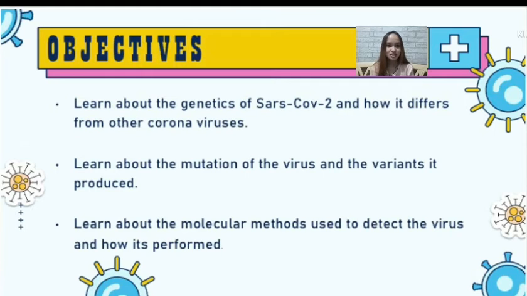So the first objective is to learn about the genetics of SARS-CoV-2 and how it differs from other coronaviruses. Second, learn about the mutation of the virus and the variants it produced. And lastly, learn about the molecular methods used to detect the virus and how it is performed.